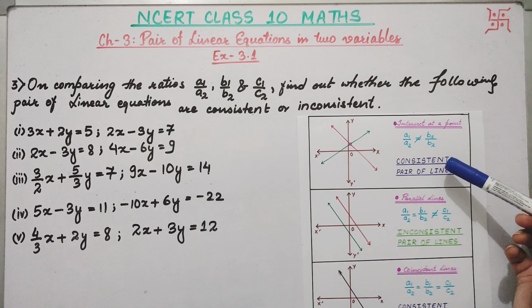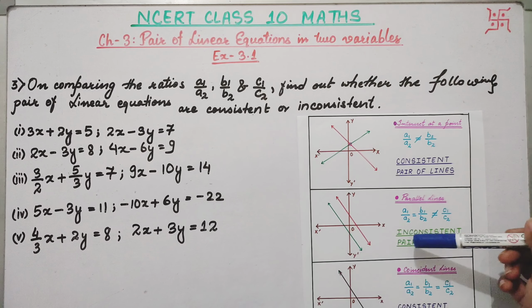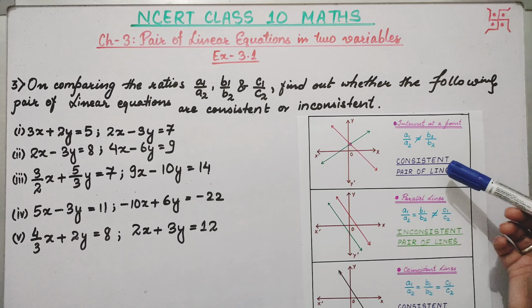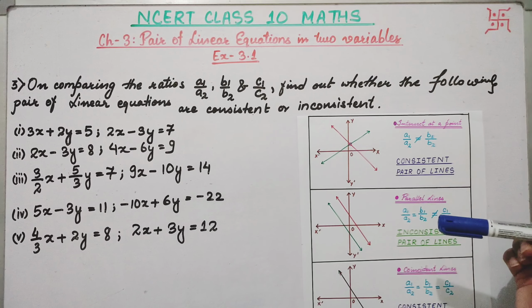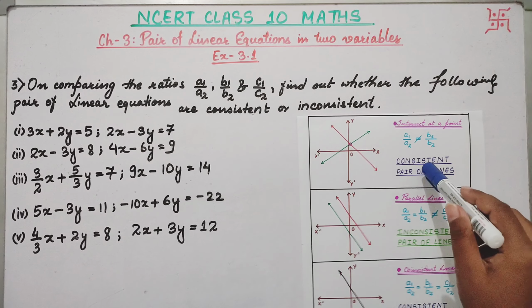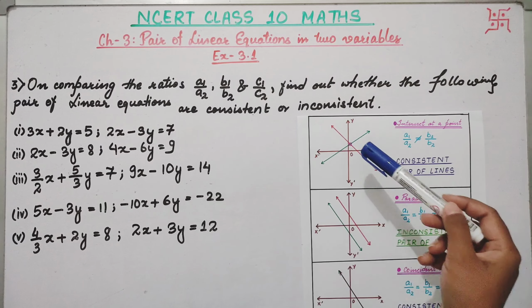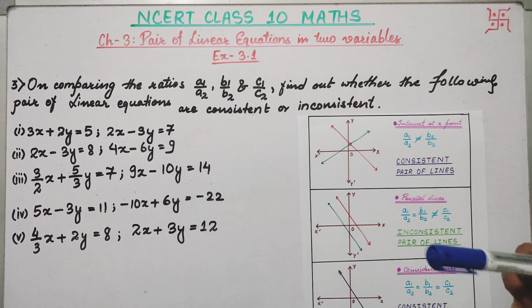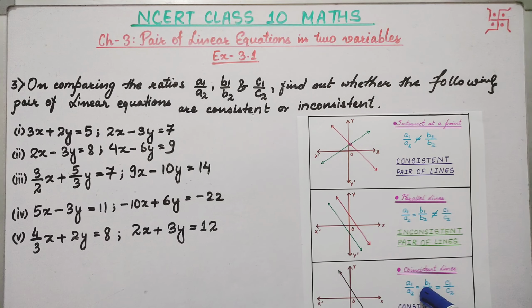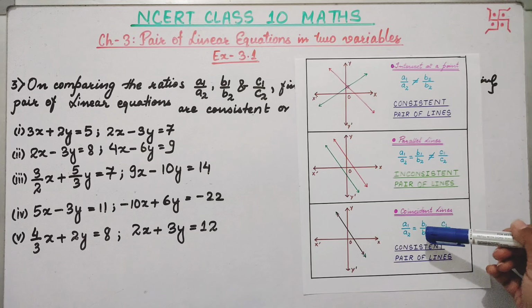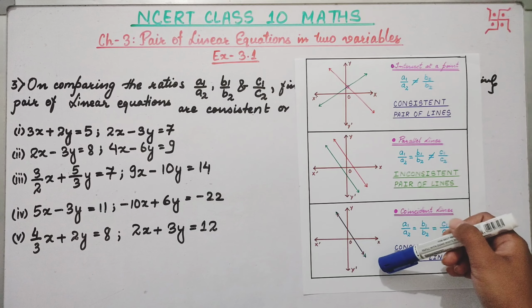Today, we will see what are consistent pair of lines and inconsistent pair of lines before moving forward to this question. Consistent pair of lines are those pair of lines which have at least one solution. That means if two lines intersect at a point, they have a minimum one common, unique solution. And if the lines are coincident, that means they have more than one solution, or infinitely many solutions.